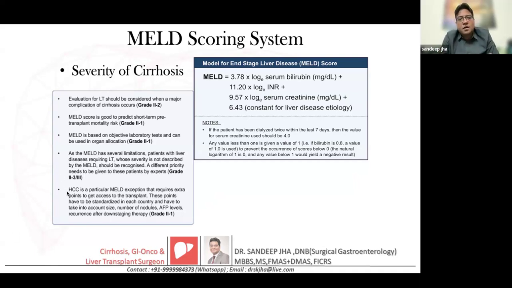And this MELD score considers the creatinine level, the bilirubin level, and the INR levels. And this is a formula. It is a complicated formula, but both these scoring systems are very easily available online. You can get the reports of the patient, you can go online, you can enter the reports, and you will have a MELD score along with the prognosis of the patient. So these are very easily available online.